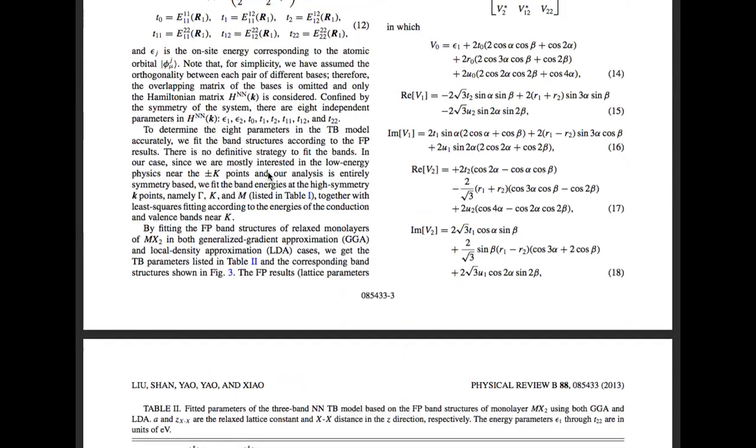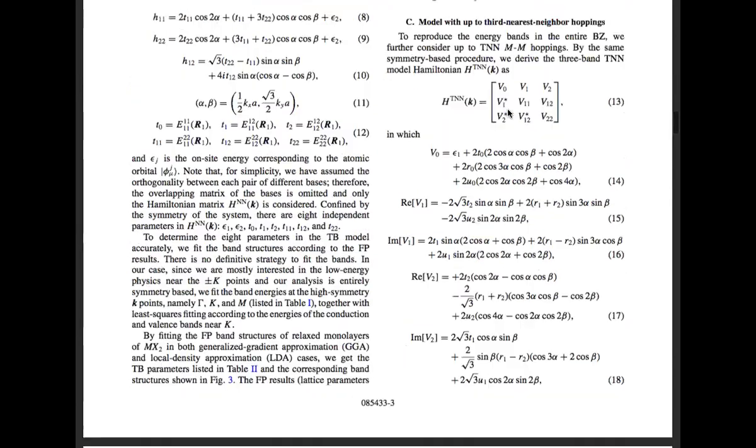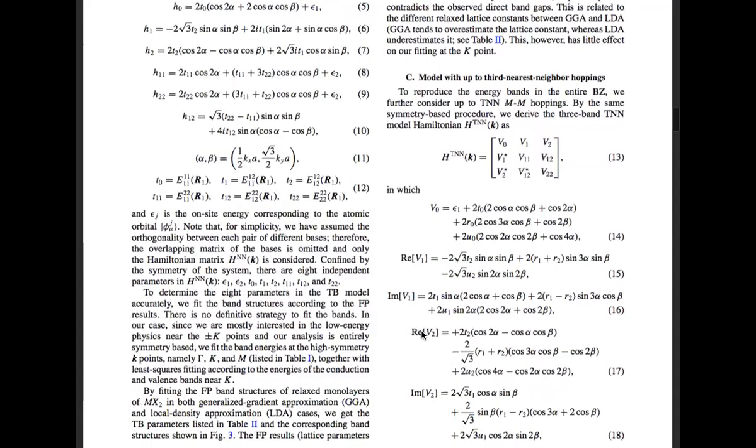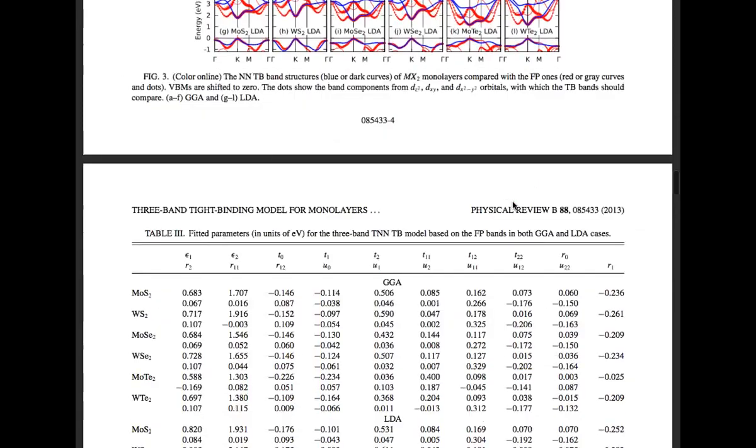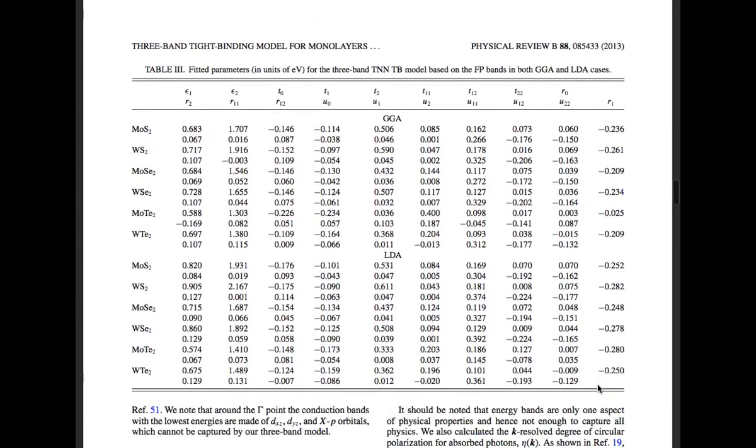For the third nearest neighbor coupling, they also have the result here, and these are the numbers. You can see many more numbers, and these are all different materials that they used to fit. Suppose you want to do modeling on a monolayer WS2, and you want to use a tight binding model to calculate, then you can just get all these different parameters.